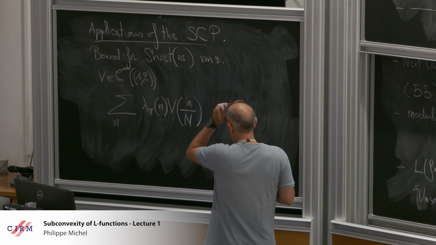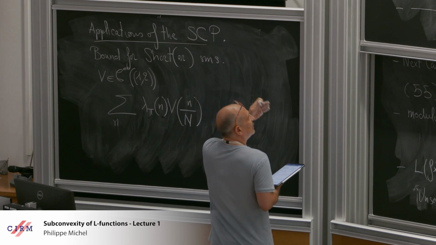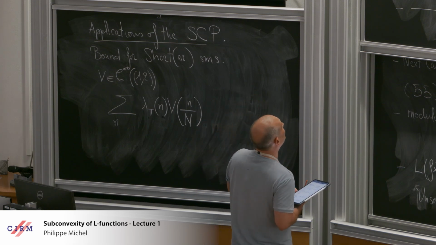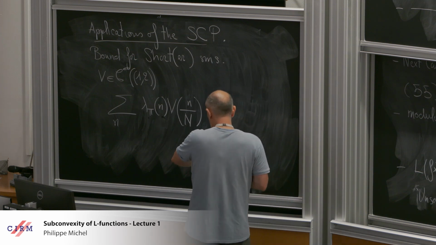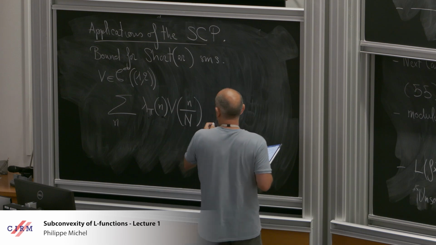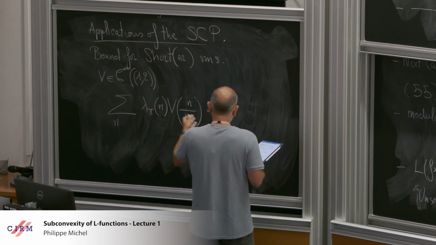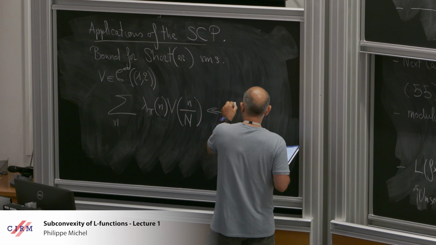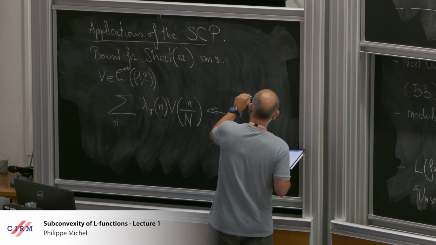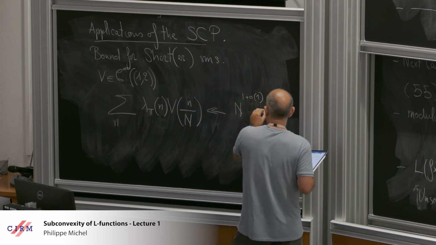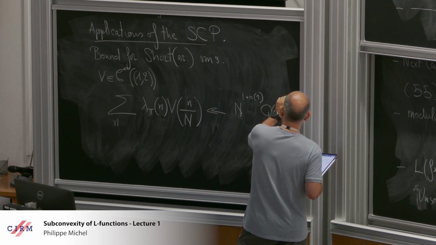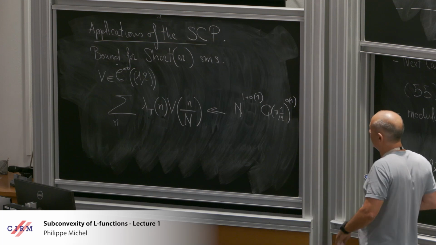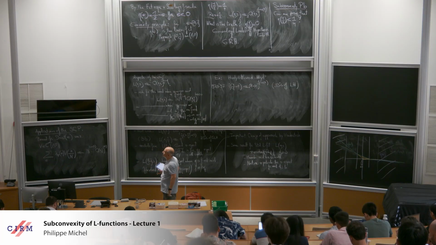And so if you assume, for instance, the Ramanujan-Petersson assumption, or even if you just know Rankin-Selberg theory, then you can see that this is bounded by N to the power 1 plus little o of 1, and maybe you can have Q(π) to the 1/2 plus little o of 1. So you can show something like this. So the sum is bounded essentially by its length.